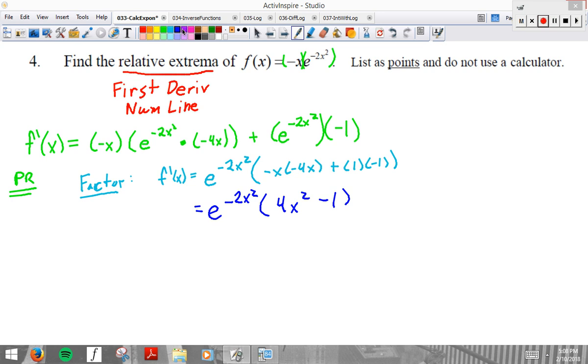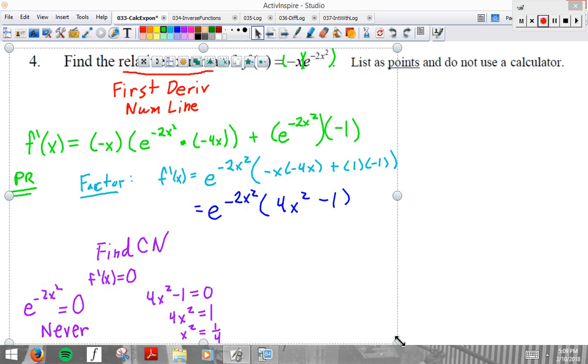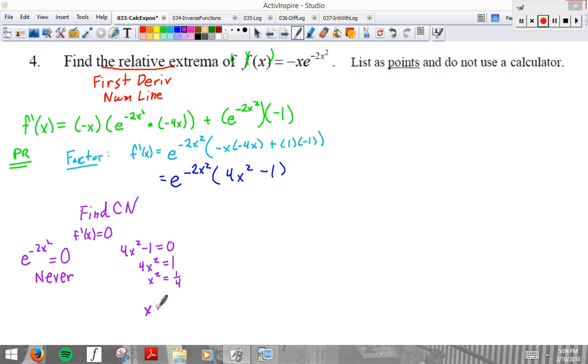The next thing we do, well, let me pick my colors. Find critical numbers. F prime of x is equal to 0. That's one thing we check. And here's again where it's important: e to the x equals 0? Never. It's not possible. E to anything will never be 0. So what we're left with is 4x squared minus 1 equals 0. 4x squared equals 1. X squared equals 1/4. And then we're left with x equals 1/2 and negative 1/2. I took the square root of both sides.